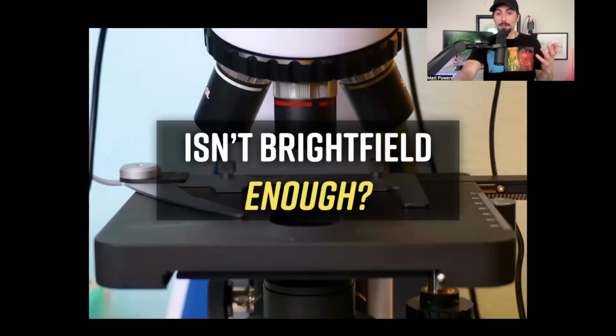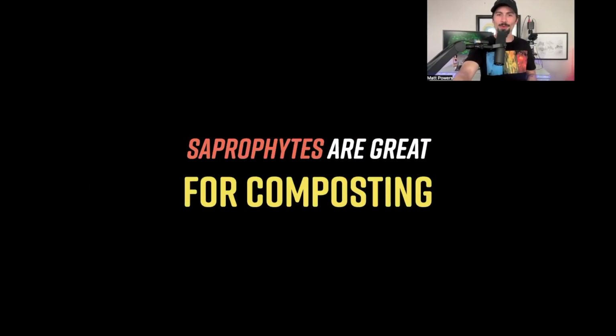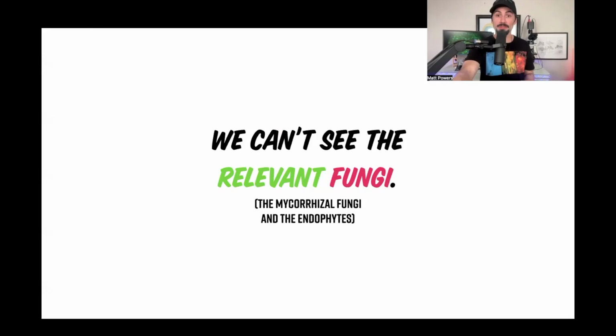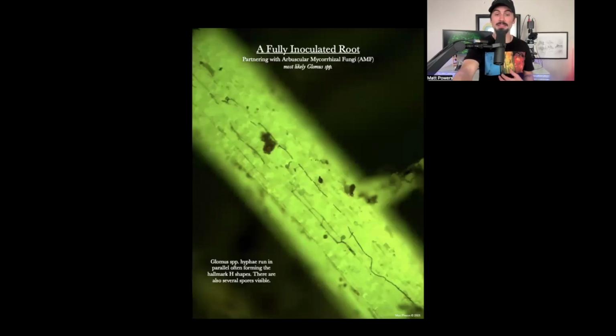So many people ask, isn't Brightfield enough? I've got this $200 microscope, Matt. Isn't it enough? Can't I get by with this, Matt? Come on. This is quite common. Saprophytes are great for composting, right? You can see those. But we can't see the relevant fungi to plants unless we have more. So the mycorrhizal fungi, the endophytes, we need to step up our protocols to actually see those things.